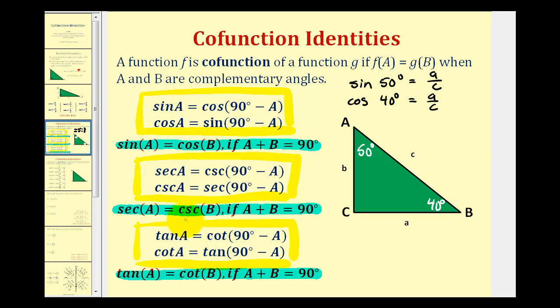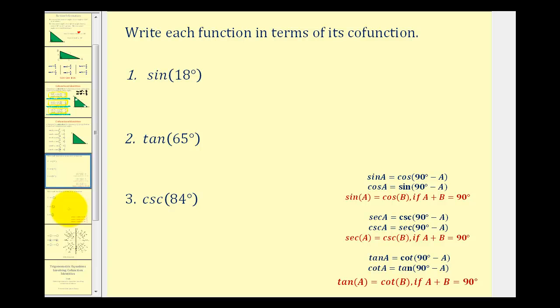We can also verify the other identities in a similar way. But let's go ahead and take a look at our examples. We want to write each function in terms of its cofunction. So we have the sine of 18 degrees. Well, the cofunction identity for sine involves cosine.